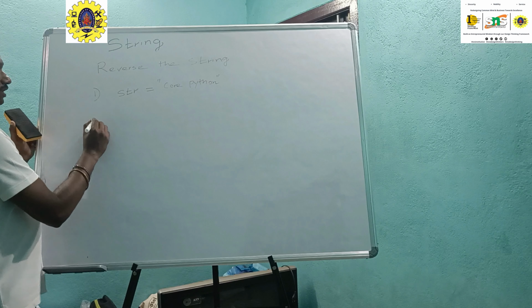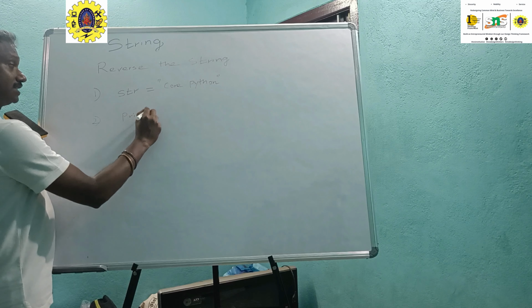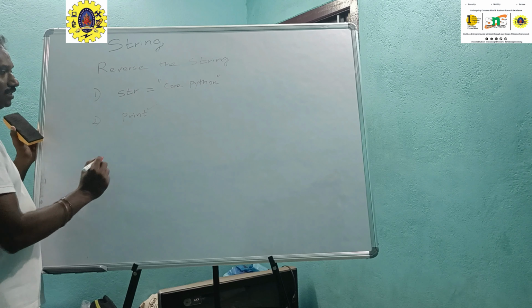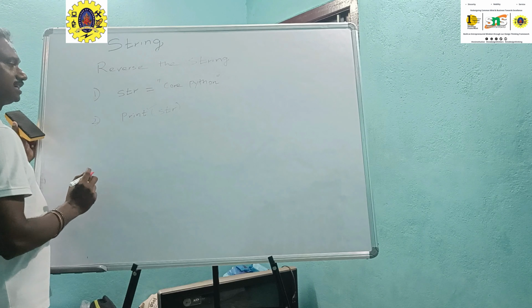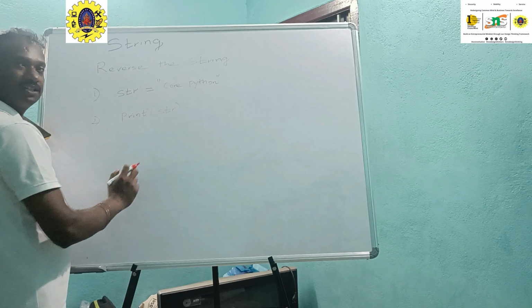You can use either single quotes or double quotes, whichever you wish. The second important thing: if you want to display this particular string on screen, you can use the print function. If you type it like this and run this code, you get the output: core Python.